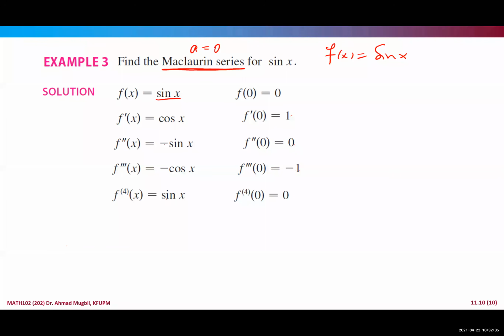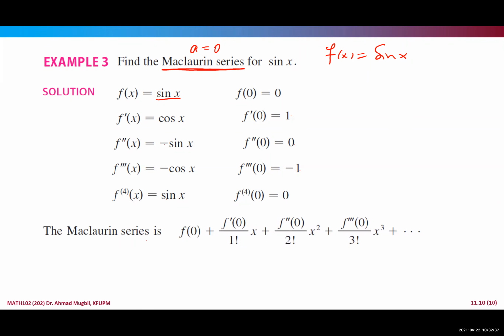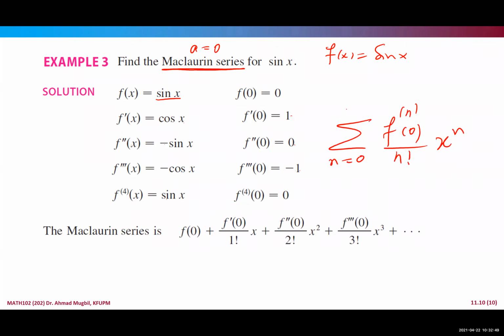So we will do what? The Maclaurin series, as I told you, I have written here: the sum of f to the n at 0 over n factorial x to the power n, n starting from 0 to infinity. When n is 0, we have the zeroth derivative at 0 over 0 factorial, which is f at 0. The first derivative at 0 over 1 factorial x. When n is 2, we have this. When n is 3, we have this.